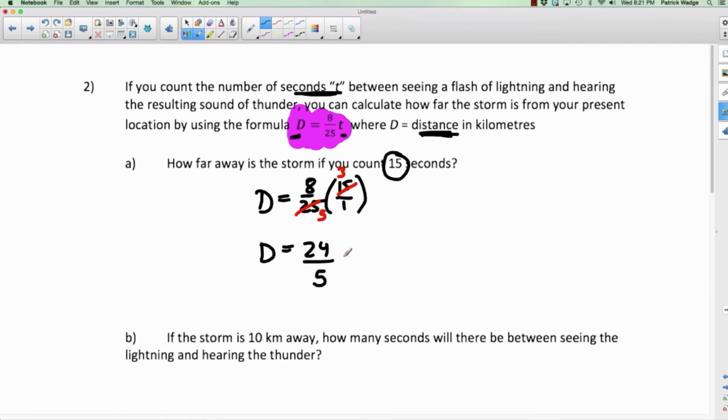I mean, it's fine. You could put that as your answer, 24 over 5 kilometers. Or if that's hard to picture, take your calculator, go 24 divided by 5, and you'll get 4.8 kilometers. That's how far away, approximately, the lightning is from you.